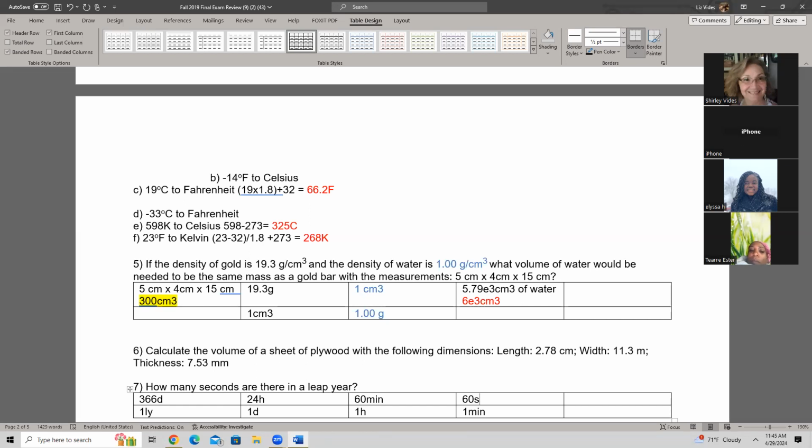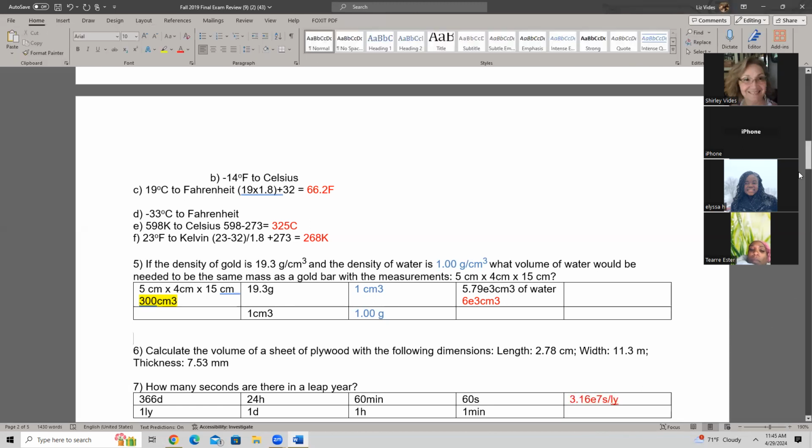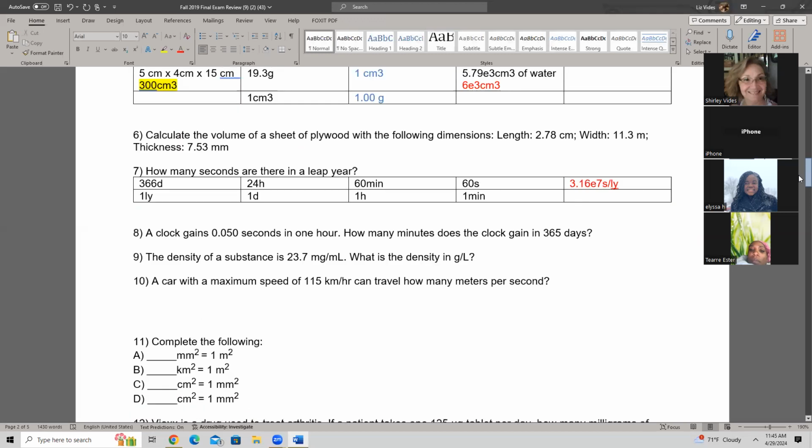And you can put it in scientific notation with 3 sig figs because 366 has 3 sig figs. So 3.16 e to the 7th seconds, right? Per leap year, which is what they asked for. See? That is a conversion problem.